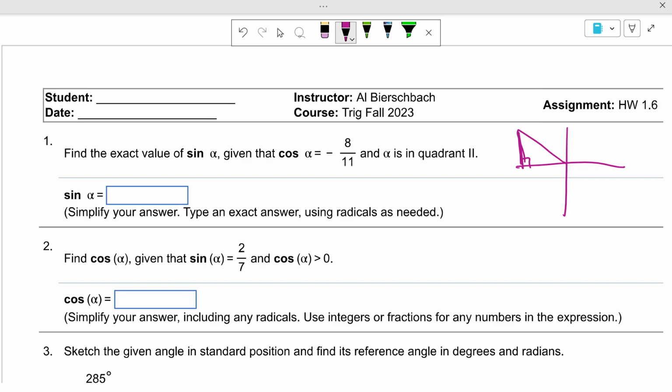So what two parts of the triangle do I know if we know cosine and this is our angle that we're talking about? I know the what and the what. Adjacent is negative 8. What else do I know? Hypotenuse is 11. How can I figure out this side? Because I need that side to figure out my sine. How do I figure out that side, Lindsay King?